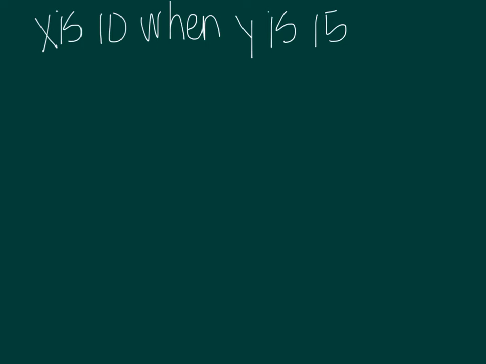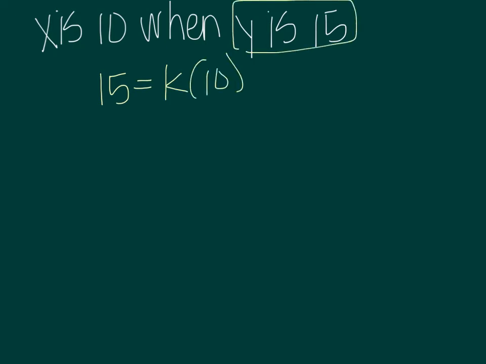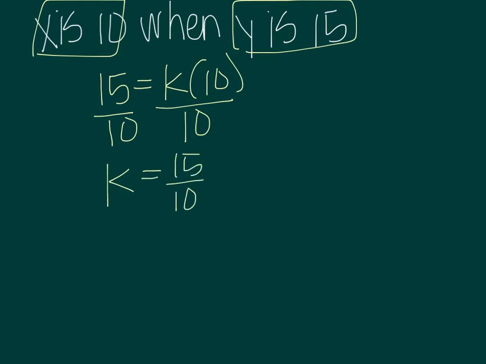So what you should have done is 15 equals k times 10, because it says y is 15 and x is 10. Then we're going to divide both sides by 10, and you get k equals 15 over 10. But we need to reduce our fraction every single time. So I'm going to reduce this to 3 over 2 by dividing by 2. So my equation is y equals 3 over 2x.